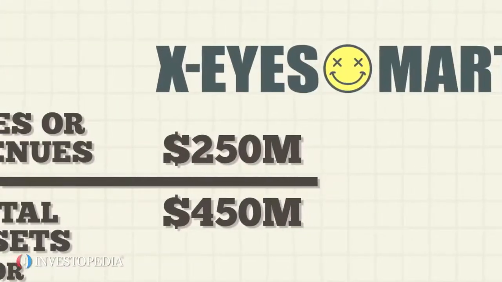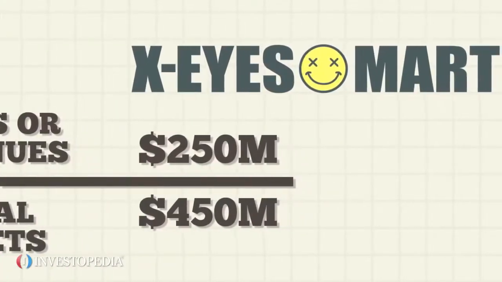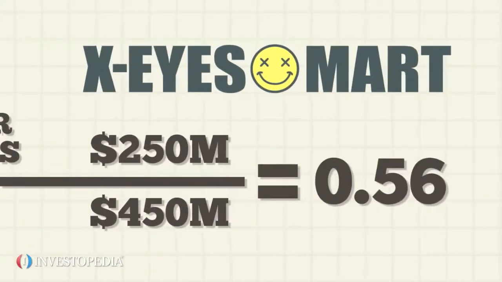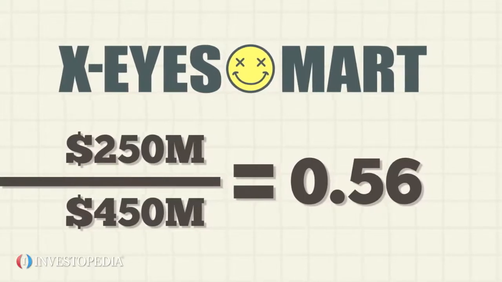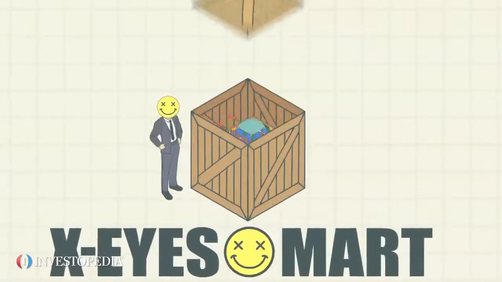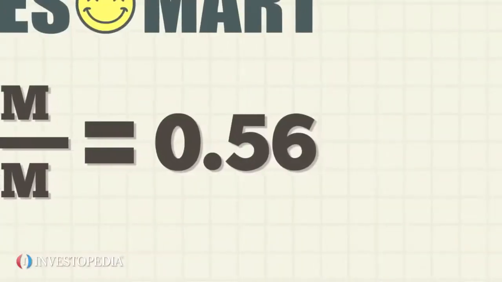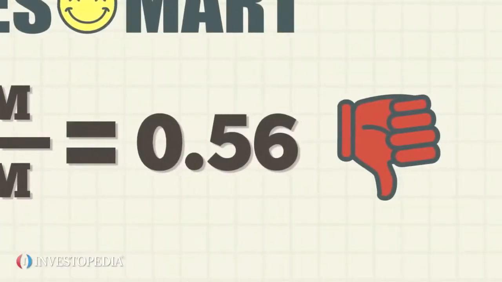Thus, the asset turnover ratio is $250 million divided by $450 million equals 0.56. Since Mart is a big box retailer that sells clothing and household goods, its asset turnover of 0.56 is below the retail industry standard.